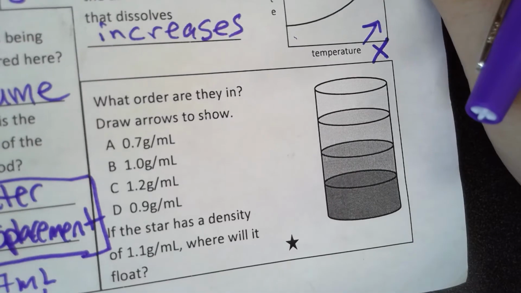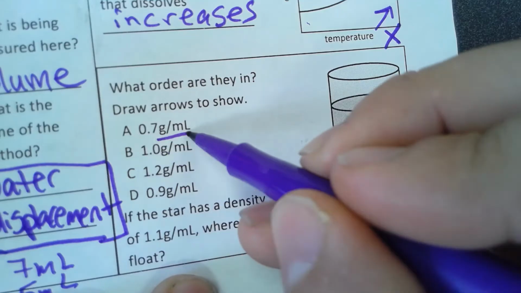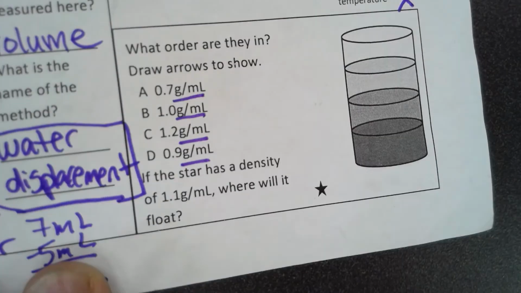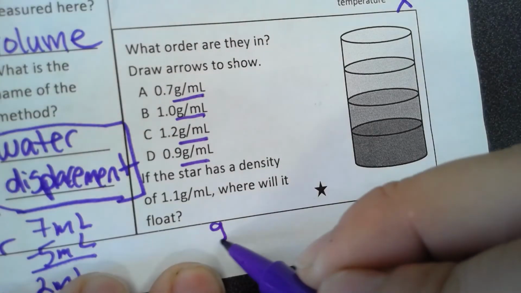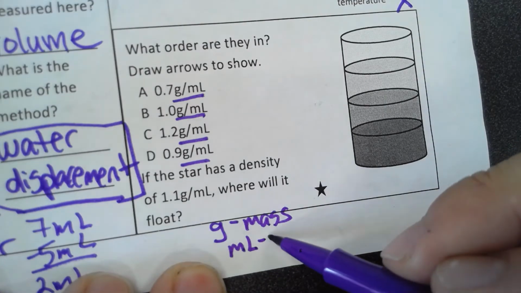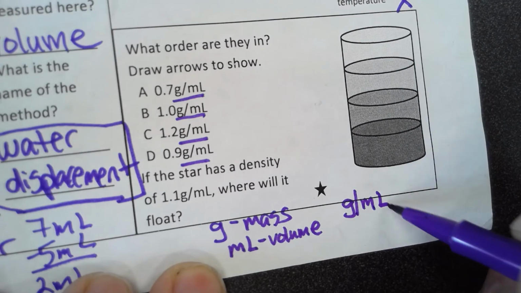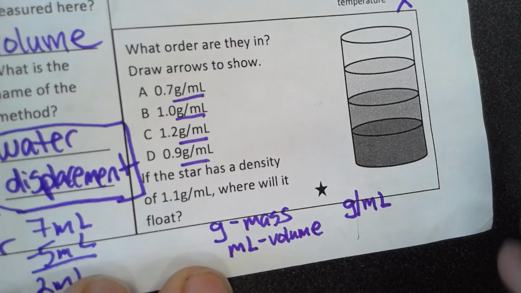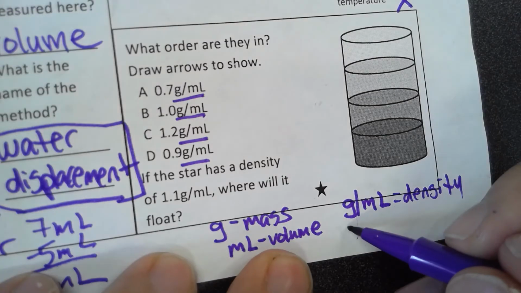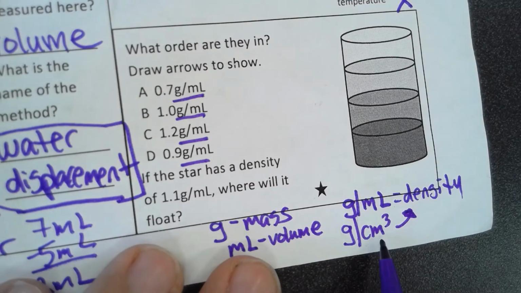Okay. What order are they in? Draw the arrows. So grams per milliliter, I know right away that's density. If I just had grams, that would be mass. If I had milliliters, that would be volume. If I do grams slash milliliters, look, I'm doing mass divided by volume. That's a unit of density. Sometimes you'll see density as grams per centimeters cubed. Okay, same thing. Because remember, we can use centimeters cubed for volume too.